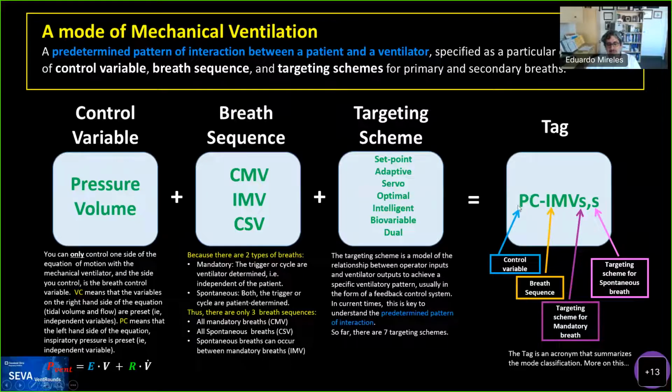So the first variable in your tag, there can only be pressure or volume. And this is based on that you can only control one side of the equation of motion. So either you control the pressure or you control the flow, and by consequence, the volume. Historically, we have called it volume controlled, although what we're controlling is actually the flow. And we reviewed in our prior VentRounds that when you're controlling the flow, we call it volume control.